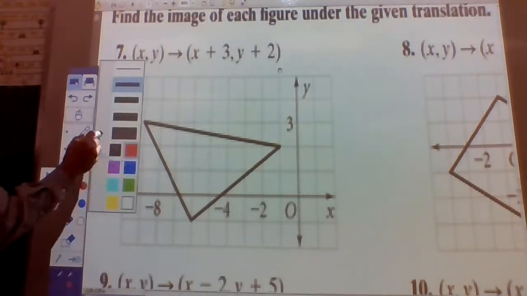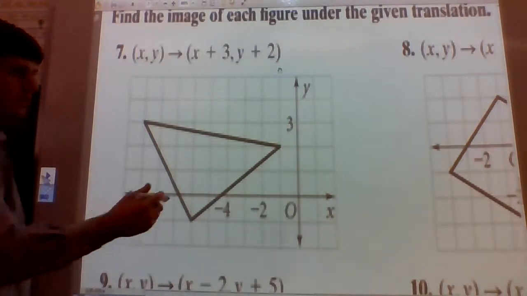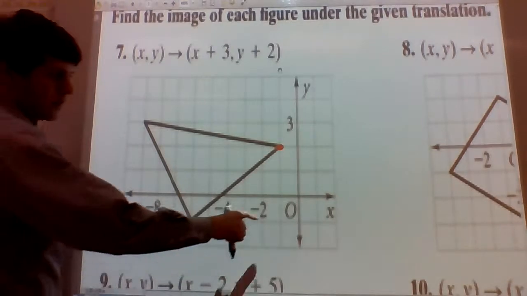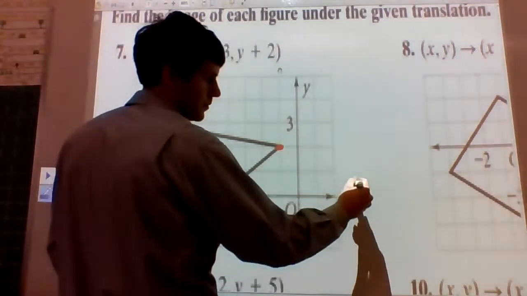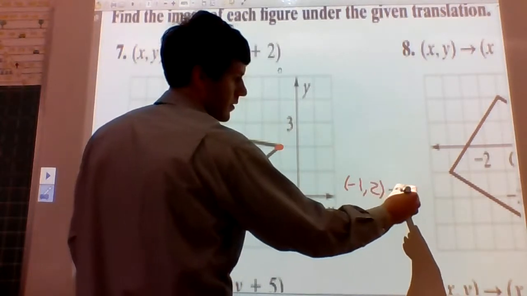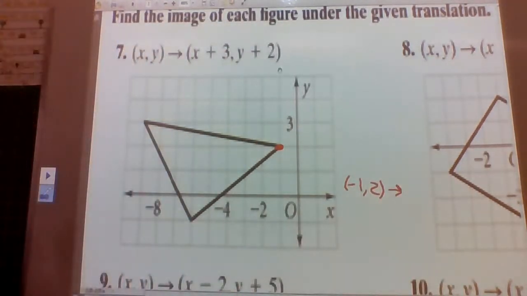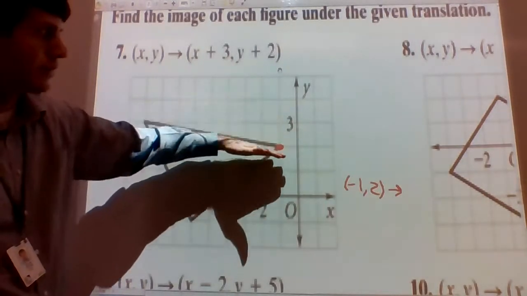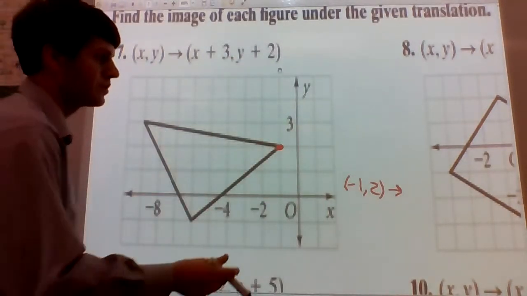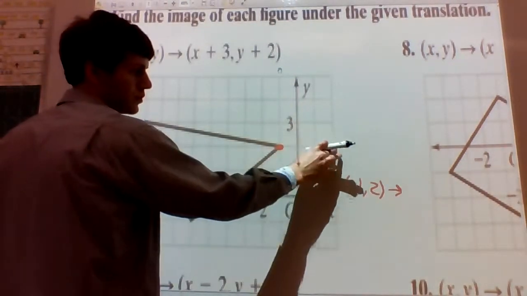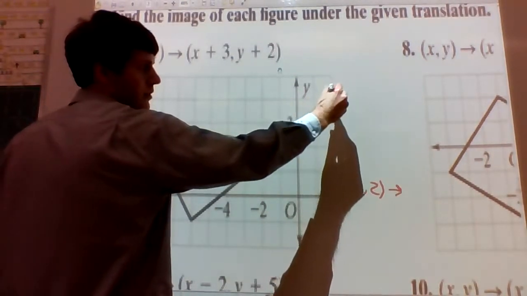Okay, so let's start. We want to take our 3 vertices here. Okay, so this vertex is -1, 2. According to our mapping notation, we want to shift it 3 units to the right and 2 units up. So the easiest way to do this is just count them out. 1, 2, 3 to the right, up 2, and it's going to be right there.